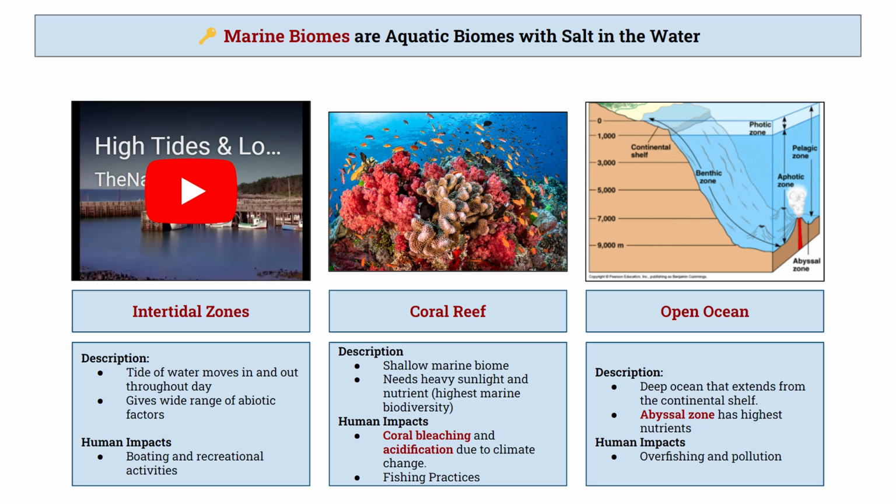The next one we have is open ocean. In open ocean, this is exactly what it sounds like. Once you get past this continental shelf, you start getting into the part of the ocean where you have depths of several kilometers to hundreds of kilometers. And this is just deep ocean that extends from there. The most important zone to know about in the open ocean is the abyssal zone. This is the bottom layer of the ocean down here. These tend to have the highest nutrients because as organisms die, they'll then sink and decompose. So most of the nutrients are going to be found in that lower abyssal zone.